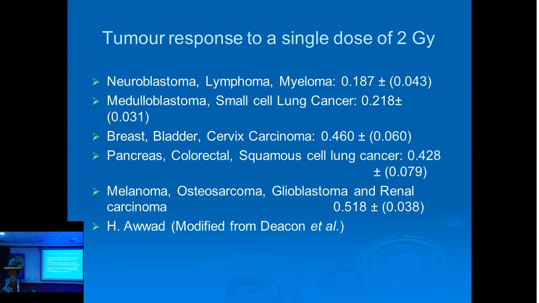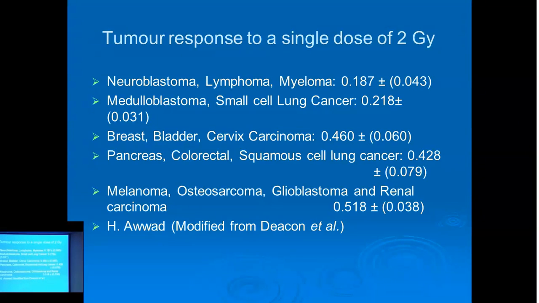I have told you that the tumor cells normally have similar values in their response, but this is the classification of the tumor cells depending upon the sensitivity. These are very, very sensitive types of cells. A 2 gray fraction kills almost 80% of the cells here, and the survival will be 0.2%.